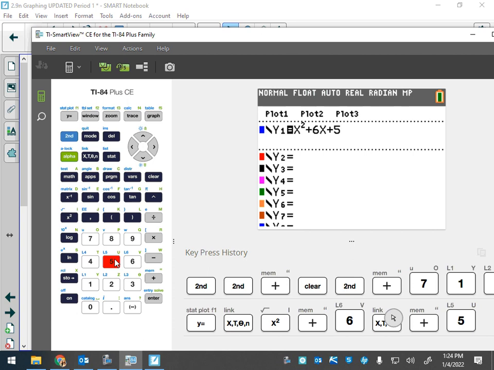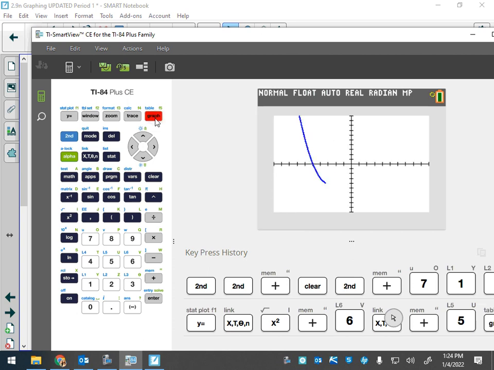Everyone okay? Okay, press graph. So, you see your x-intercepts, you see your y-intercept here. Now, I'm going to show you two different ways to find, what do we have, a max or min shown? What do we have? A minimum, right? So, one way, go to second, trace.